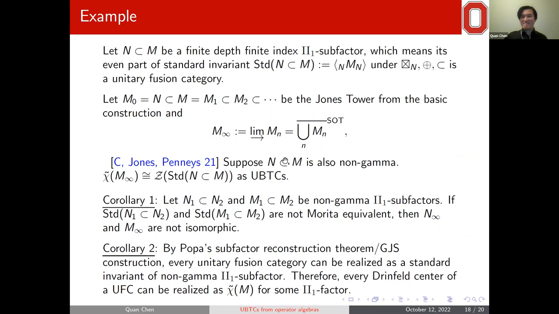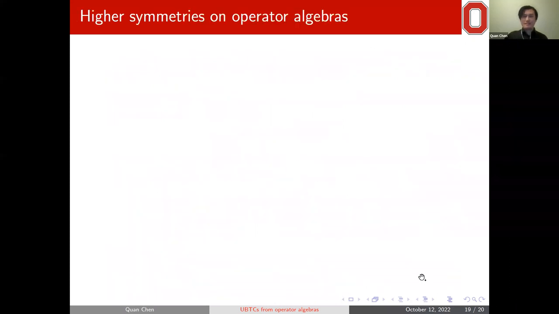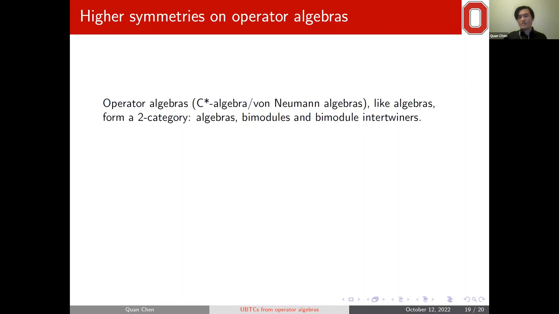All right. In the end, I'm going to talk about maybe just the visual work on the higher symmetry for operator algebras. So operator algebras, namely C-star algebras, von Neumann algebras, just like algebras, form a 2-category. Your objects are these algebras. The one-morphisms are bimodules, right? And the two-morphisms can be bimodule intertwiners.